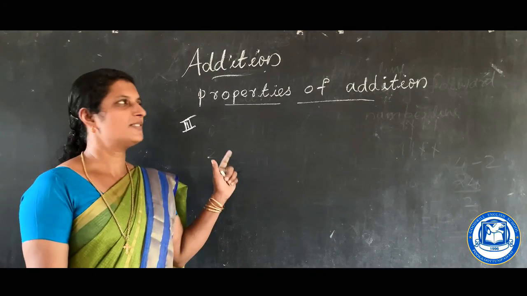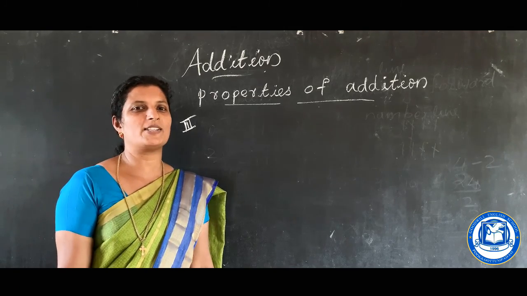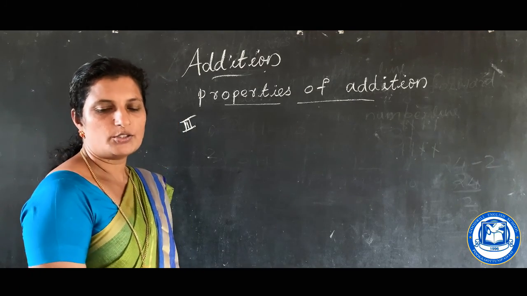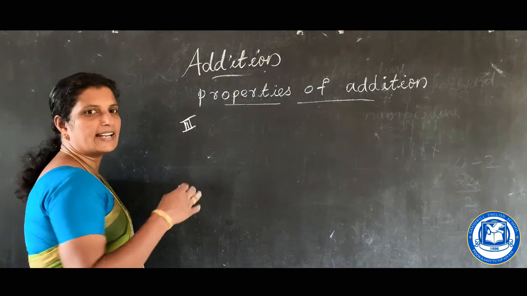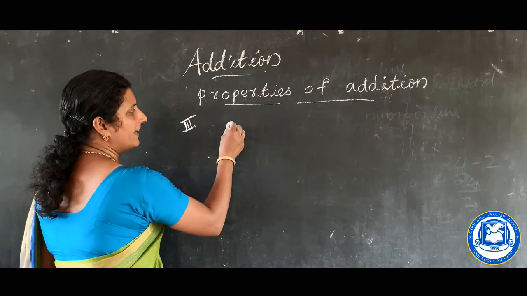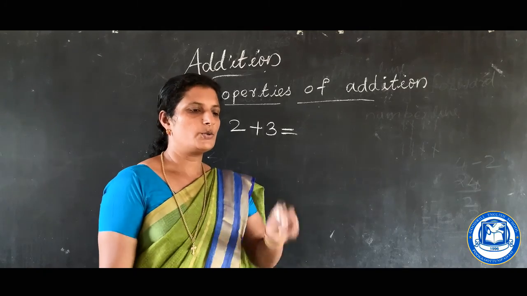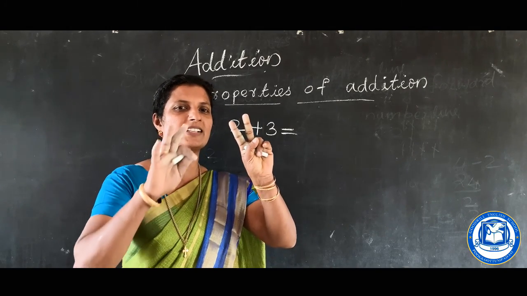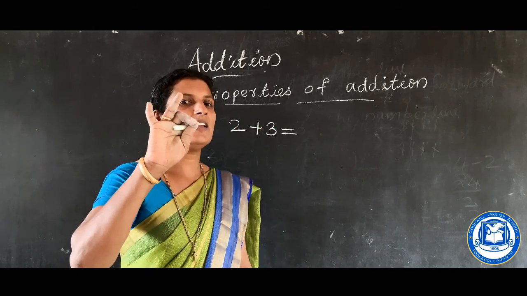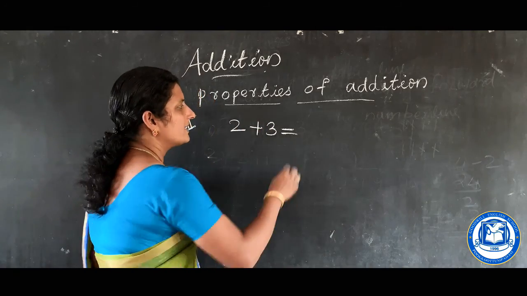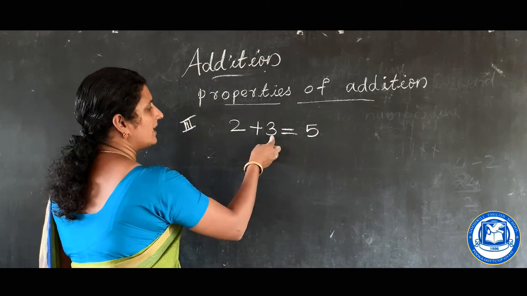Okay. Let us discuss the third property of addition. Two numbers can be added in any order, and the answer remains the same. We can add 2 plus 3. Here we take 2 and 3 is here. Then we can add together 1, 2, 3, 4, 5. The answer is 5.